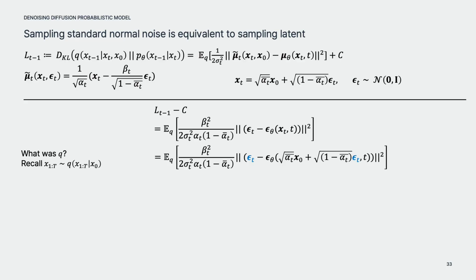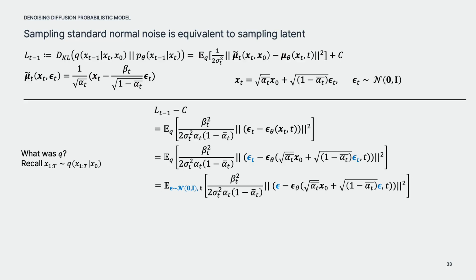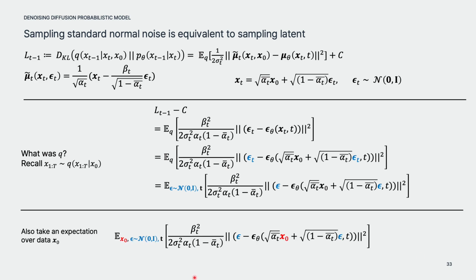Noise is always sampled from the standard Gaussian, and the degree of noise in the latent is controlled by the variance schedule. So the noise epsilon t is actually not dependent on t. Therefore, we simply drop the t in epsilon and take an expectation over the standard Gaussian epsilon. And obviously, we also take an expectation over the true data x0. Now, this is something very close to the actual loss term of DDPM.